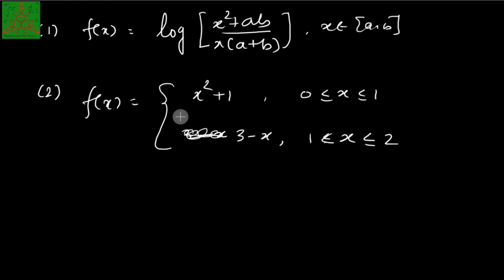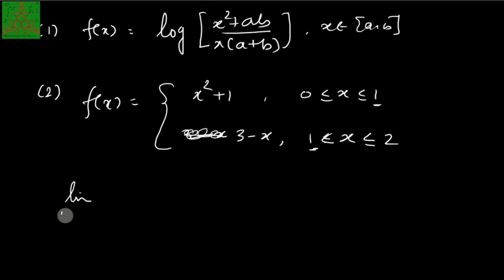So for the continuity, the difference is at 1 because it changes its value. Otherwise in this interval it has a polynomial value, and in the other interval also it has a polynomial value. So in the interval 0 to 1 it is a continuous function, and in the interval 1 to 2 it is a continuous function. But what about at 1? So we need to check for 1.